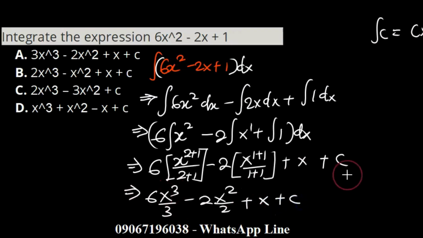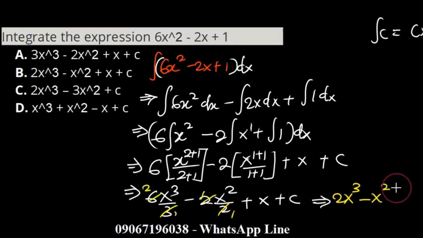Now if we go on from here, we can reduce this finally. 3 into 6 gives 2, so we'll have 2x to the power 3. 2 over 2 is 1, so we'll have minus x squared, and then we'll have plus x, and then plus c. So this is the answer to this question.